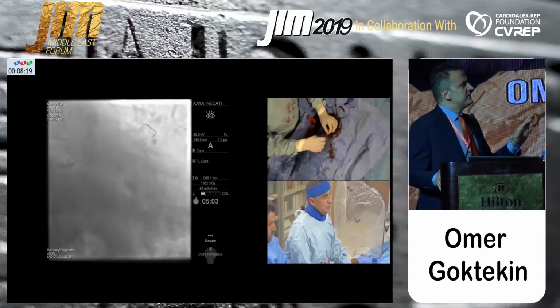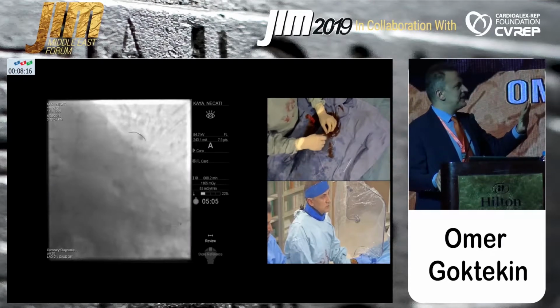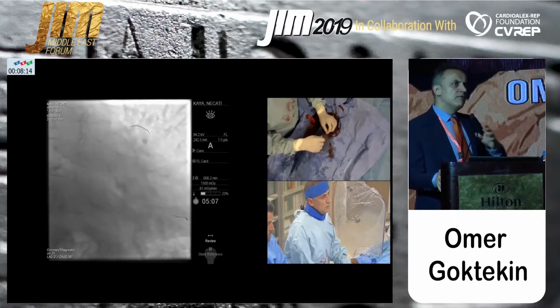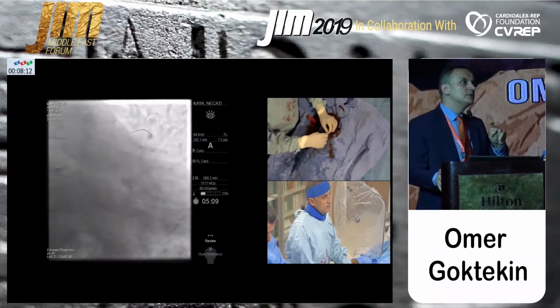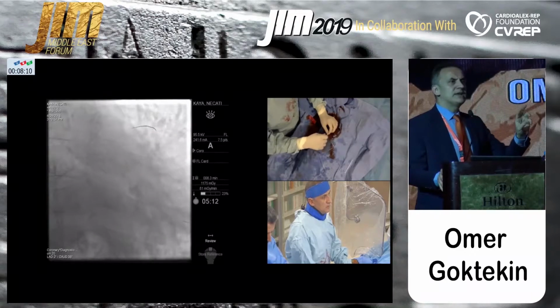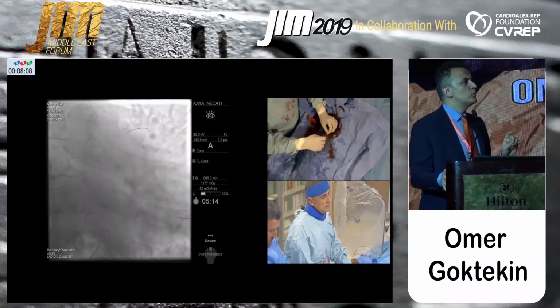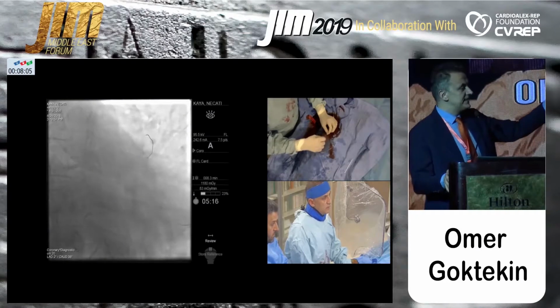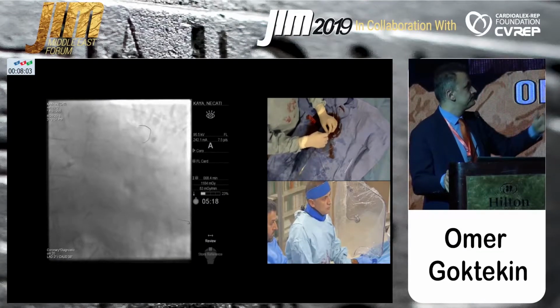So in this case, we implanted two stents. The distal, we implanted 2.5 by 38. And the proximal, we implanted 2.0 by 28. So we stented up to the ostium.